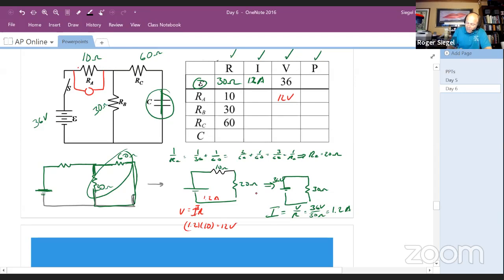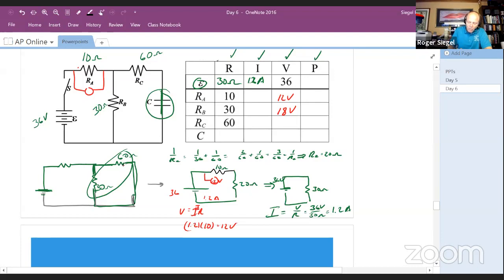Now, if I have a 12 volt drop across here and a 36 volt gain, that means that my drop here has to be the difference, because according to Kirchhoff's loop rule, when I go around a loop, the sum of the voltage gains and drops has to be 0. And so plus 36 minus 12, this is going to be 18 volts.